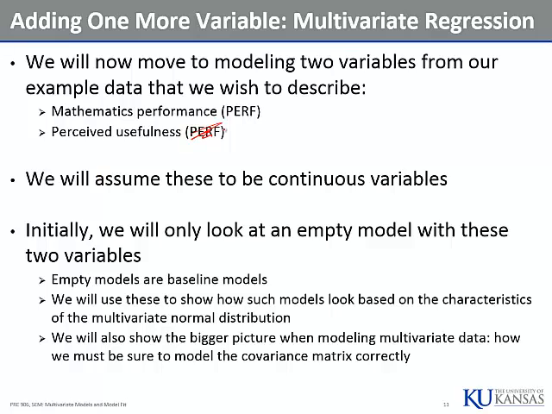What we're going to do now is move from one variable to two. So that was a univariate empty model. What if we had two variables? It's now a multivariate model. Right? I made a mistake. Perceived usefulness is the variable that's denoted by the word use right here. So we're going to assume both of those variables are continuous and measured without error. And we're going to look at what happens when we go from this univariate regression with an empty model to a multivariate regression with an empty model.